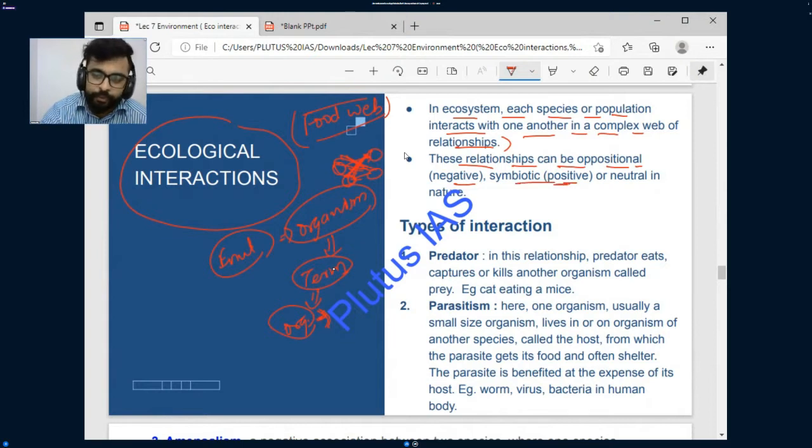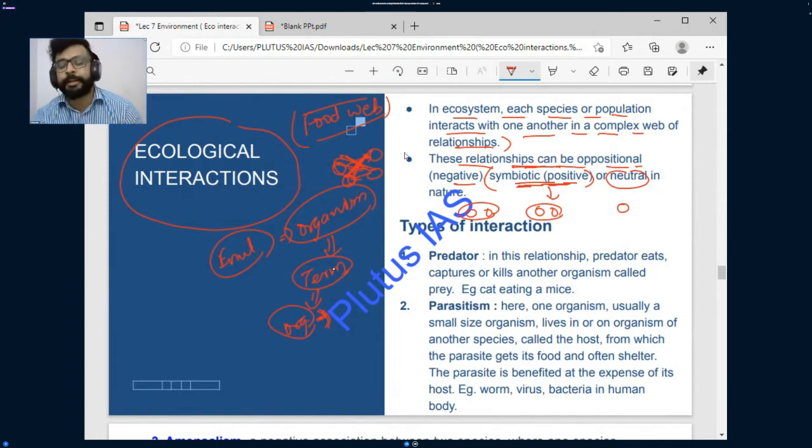If you remember, we have talked about this in the earlier class. Symbiotic relationship. It can be positive, where both are benefited. It can be negative, where both are losing from that interaction. And then it can be a neutral impact, यानी कुछ फर्क भी नहीं पड़ रहा है. So this is what the ecological interactions are.